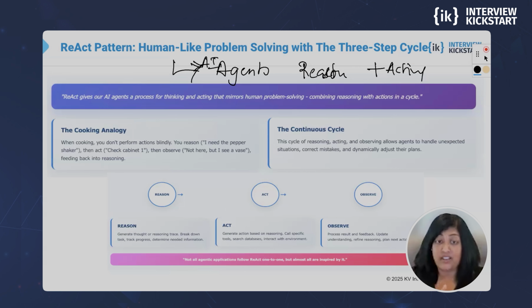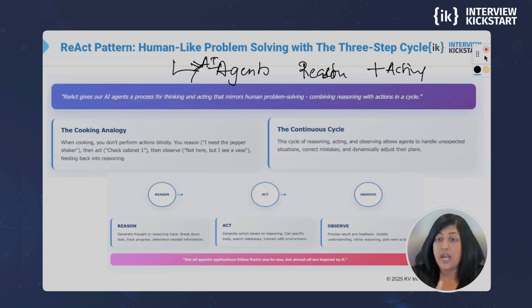That is my first reasoning step. Actually, let me take that back. It's not my first reasoning step. There could be multiple reasoning steps, and perhaps in this current step, I realize that I need the pepper shaker. I reason that I need the pepper shaker. All right. So should I go check my cabinet? That's my action, right? I then observe. Okay. Well, I'm looking for a pepper shaker. I'm not finding the pepper shaker. I find a vase. Is that enough to saute the ingredients?